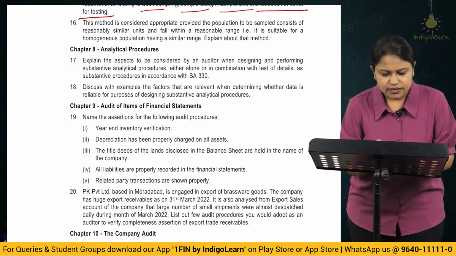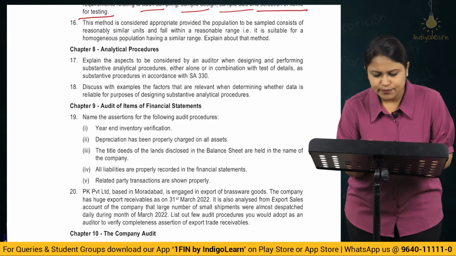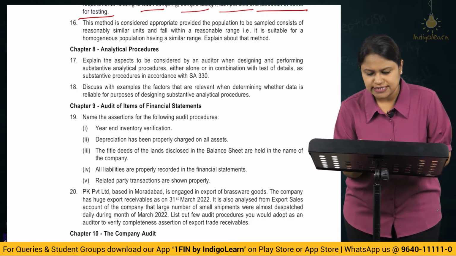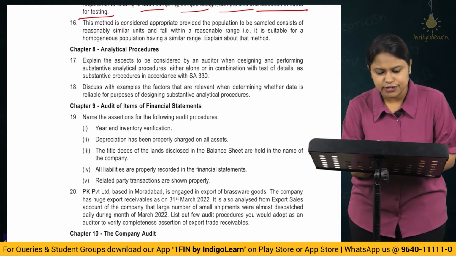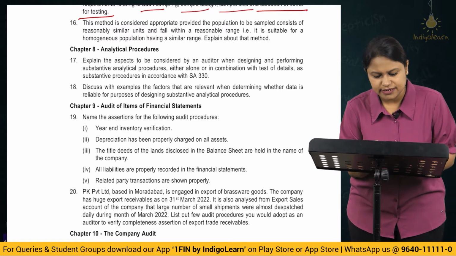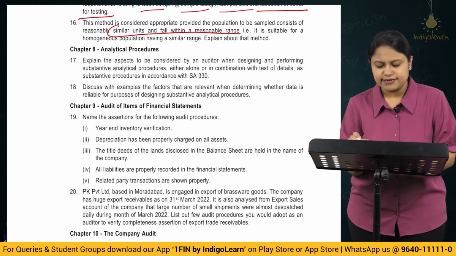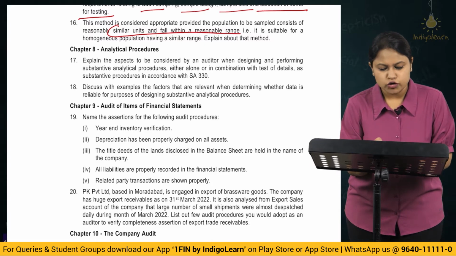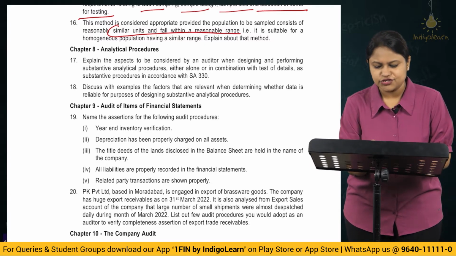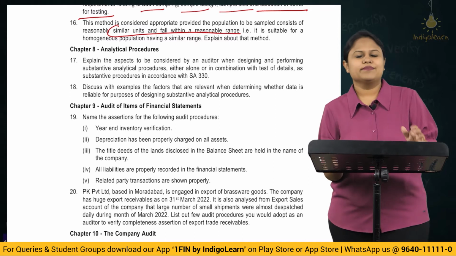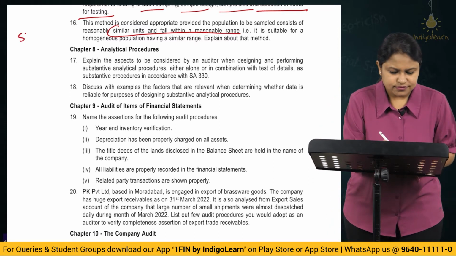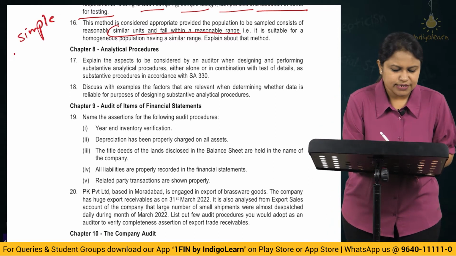Then the next one: the method is considered appropriate provided the population to be sampled consists of reasonably similar units and falls within a reasonable range. Similar units and reasonable range. That is, it is suitable for a homogeneous population having a similar range. Explain the method. Simple understanding, they are talking about simple random sampling.